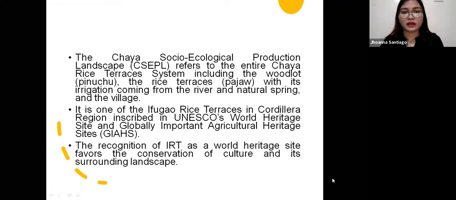So the Chaya socio-ecological production landscape refers to the entire Chaya rice terraces system, including the woodlot, the rice terraces, with its irrigation coming from the river and natural spring, and the village. So it is also one of the Ifugao rice terraces in Cordillera region, inscribed in UNESCO's World Heritage Site and Globally Important Agricultural Heritage Sites, or GIAHS. So as an IRT recognized by the UNESCO, it favors the conservation of culture and its surrounding landscape.